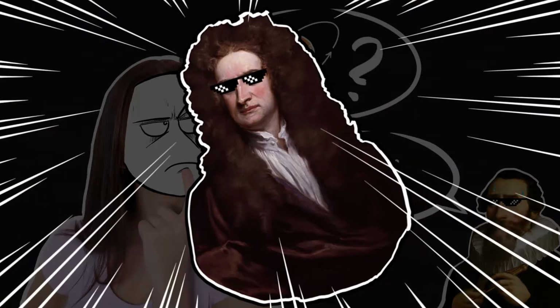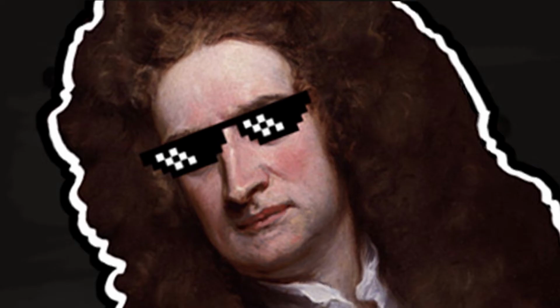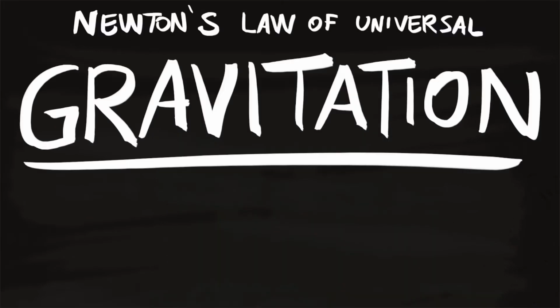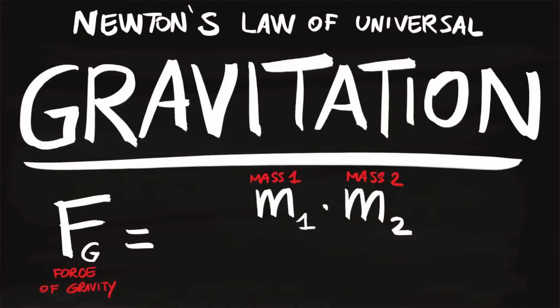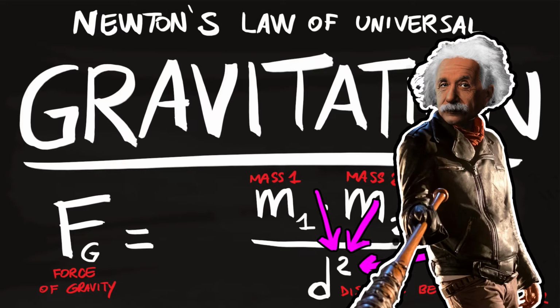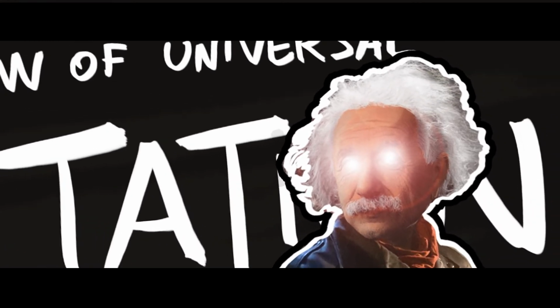But then Uncle Isaac came and said, "Yo, I'll tell you why planets do their stuff. You see, there's gravity. This is the formula for the gravitational force. Take the product of two masses and divide it by the square of the distance between them. Don't forget that square, for force sake. If you do, Albert's gonna come and break your ankles."